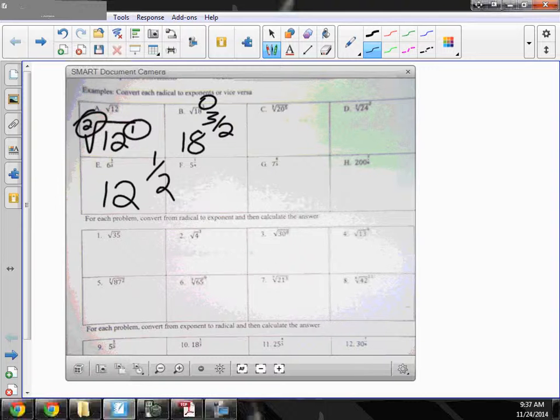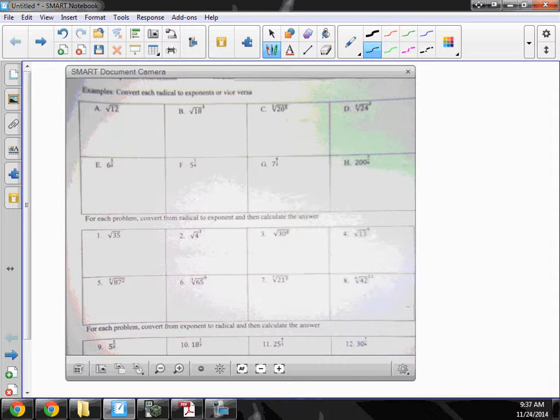3, and the denominator would be 2. Okay? Exponent is the numerator, and the root number is the denominator. If there is no root, it's a 2. If there's no number, it's a 2 for square root. The root is always a 2 unless it's stated otherwise.